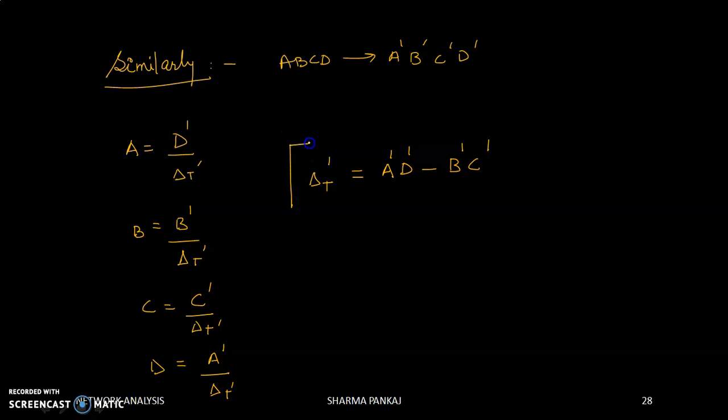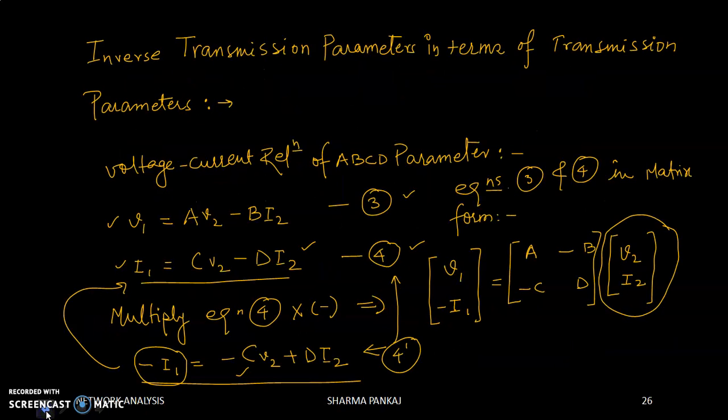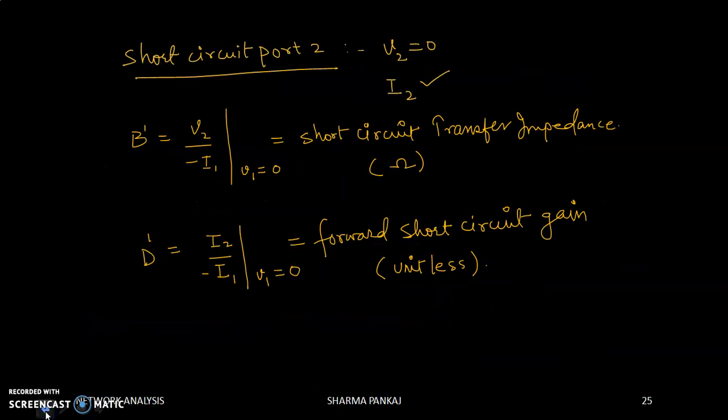So this is your complete analysis of inverse transmission parameters, that is A dash, B dash, C dash, D dash parameters, and we have seen how these parameters are calculated.